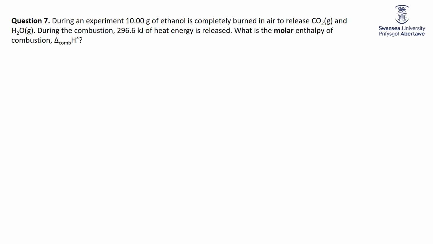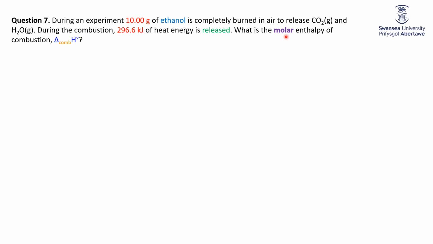Same idea really for question 7, except now I'm moving off heat of formation and into heats of combustion, so delta cH instead of delta fH. During an experiment, 10 grams of ethanol releases... during the combustion, 296.6 kilojoules of heat energy is released. Of course, that's minus. So when I've got 10 grams of ethanol, it's 296.6 kilojoules released.